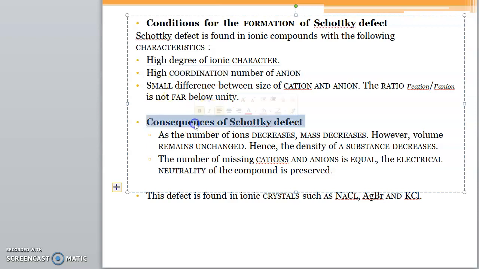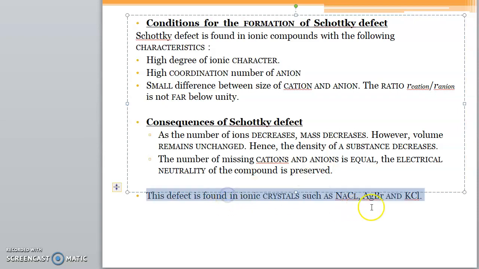Okay, now what are the consequences? What happens if there is a Schottky defect in a crystalline solid? As the number of ions decreases, mass decreases. Correct? If there's a vacancy, automatically the mass will decrease. However, volume remains unchanged. Hence, the density of the substance decreases. The number of missing cations and anions is equal, so the electrical neutrality of the compound is preserved. Very, very important point. Since the number of missing cations and anions are equal, the electrical neutrality will be preserved, because the same number of positive charges are missing and the same number of negative charges are missing. That's why the electrical neutrality is preserved and kept intact.